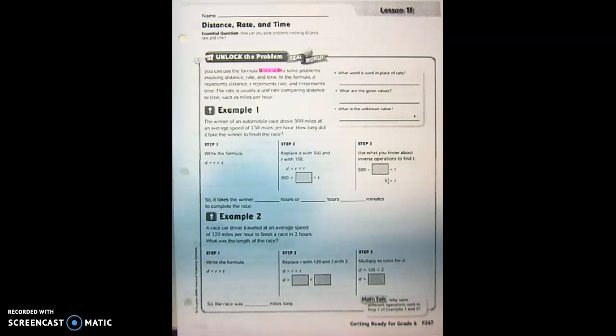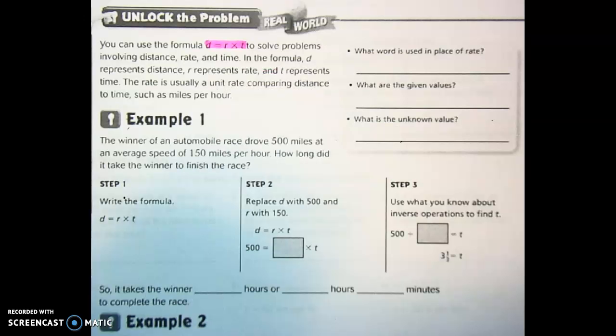I'm going to go ahead and stop my recording and zoom in. I think that'll make it a little clearer for you. So you can use the formula distance equals rate times time. Go ahead and get your highlighter and highlight that. That's a formula you'll use the rest of your life.